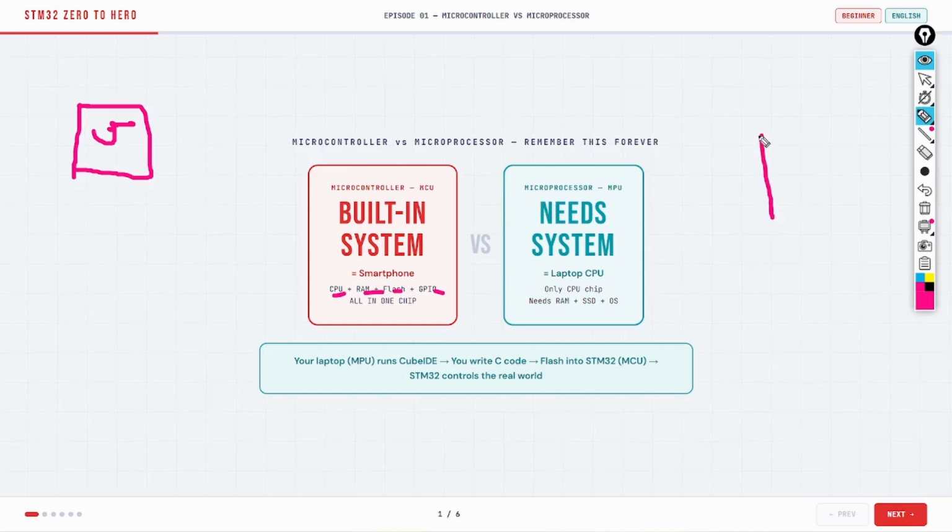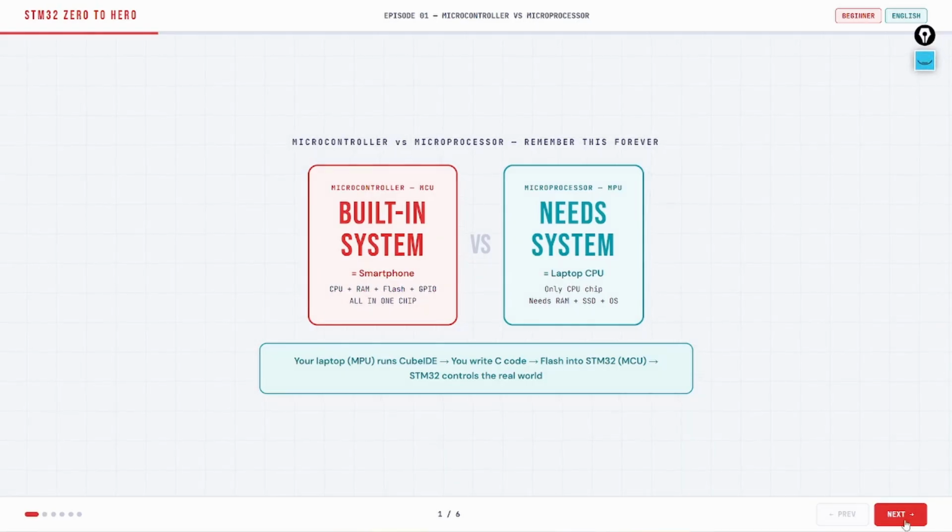In case of a microprocessor, again it's a chip, but here only the processing unit is there. So a microprocessor needs an external system like RAM, SSD, operating system, right? If you simply describe this in a single word, you can say the microcontroller is a built-in system, while the processor is a system which needs systems. It's not a complete system, but it needs some external systems.